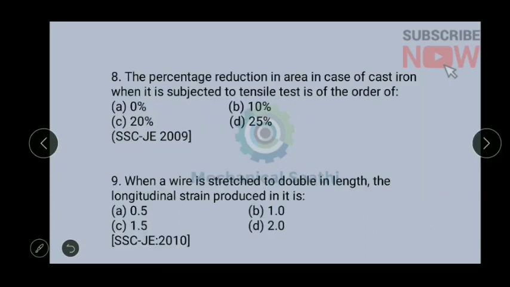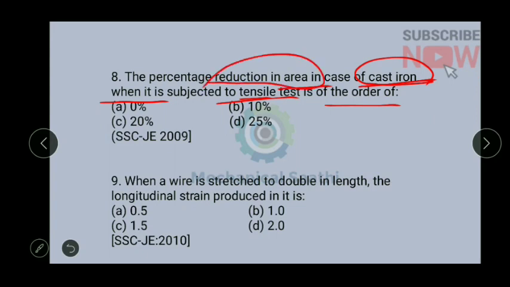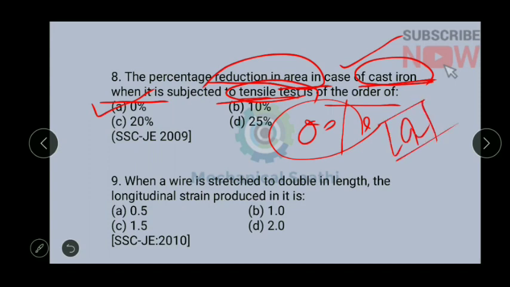Moving towards question number 8. The percentage reduction in area in case of cast iron when it is subjected to a tensile test is of the order of what? Cast iron, we know, is a brittle material. Okay, so there will be no elongation, no reduction in area, so there will be direct failure. If you do any tensile test on cast iron, then there will be direct failure, with no reduction in area. So option A, that is 0%, will be the correct answer. So we can say option A is correct.